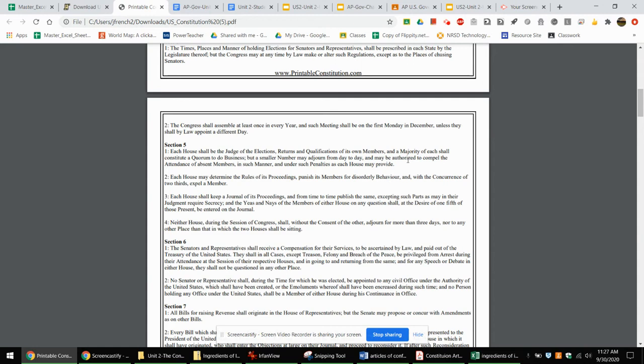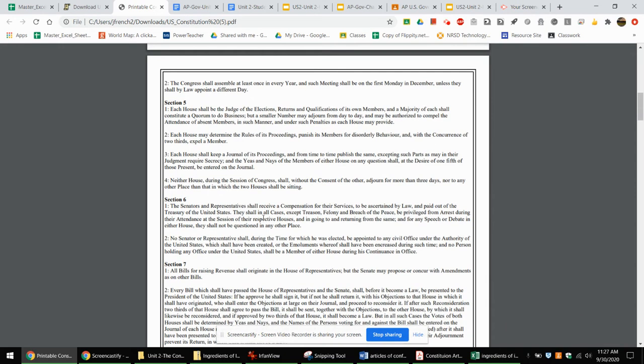They conduct their own affairs, so they create their own rules for punishing people. Sometimes you hear that a member of Congress got censured by Congress, so they punish their own members in each chamber of Congress. They keep a journal, so these meetings are for public viewing, so they're not closed behind secret doors.